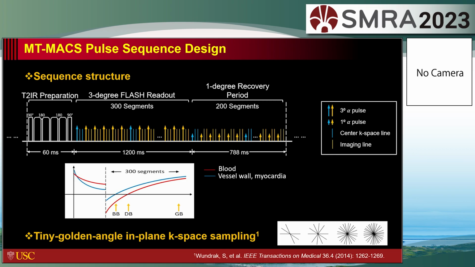multitasking-based MAX sequence. In this sequence, we utilize the T2IR prep to introduce T2 inversion recovery signal evolution. And as you can see, based on the simulation, we continuously sample this signal evolution curve, and we can generate continuous image contrast. Especially, we can generate bright blood, dark blood, and gray blood. And we use the tiny golden angle step stack-of-stars acquisition to make the scan robust to cardiac motion.